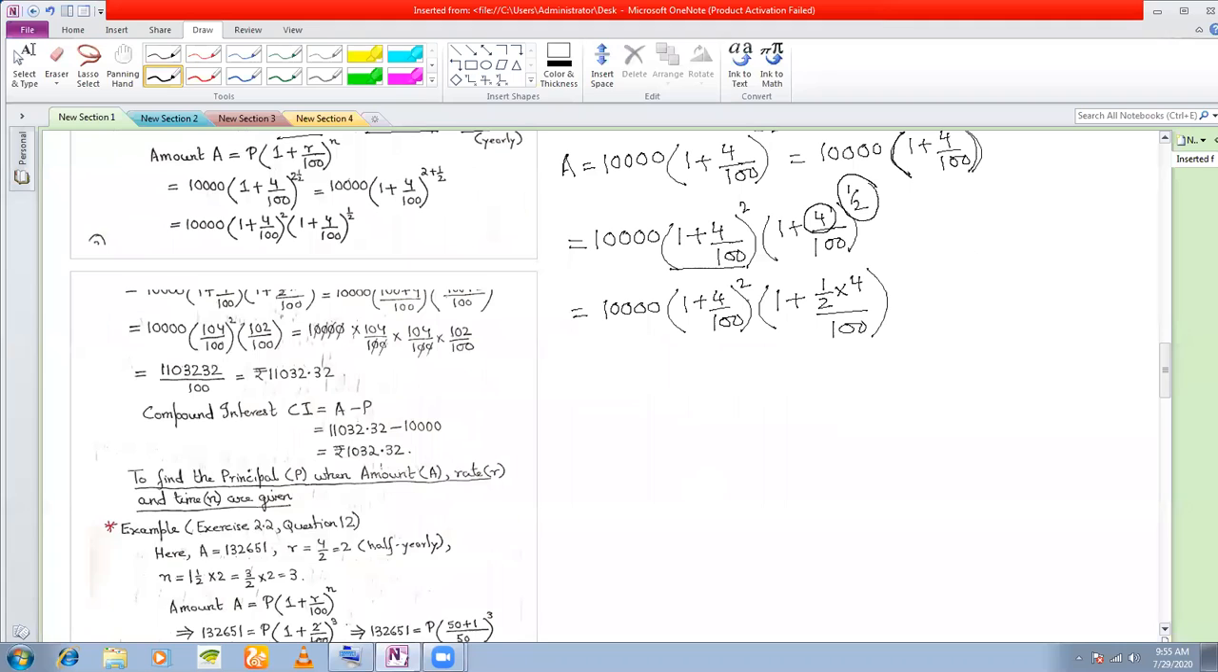Now my calculation becomes a little easy in the sense that now I can cancel this 1 2 2. I'm simply left with 10,000 into 1 plus 4 by 100 square into 1 plus 2 by 100. Okay, and take the LCM. If you want to cancel here first, you can cancel, no problem.